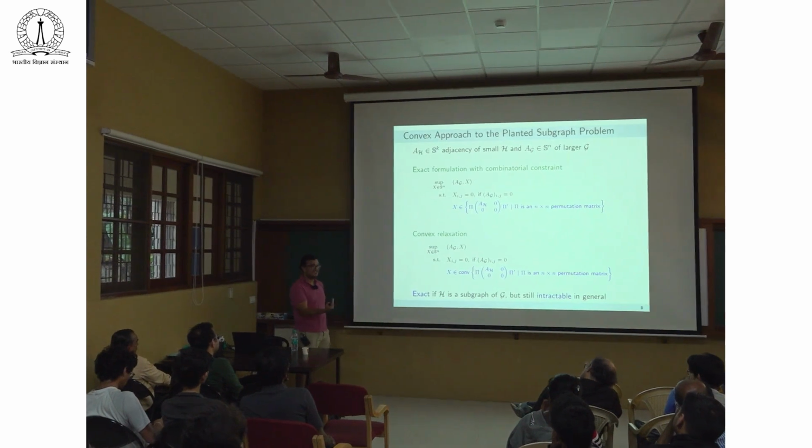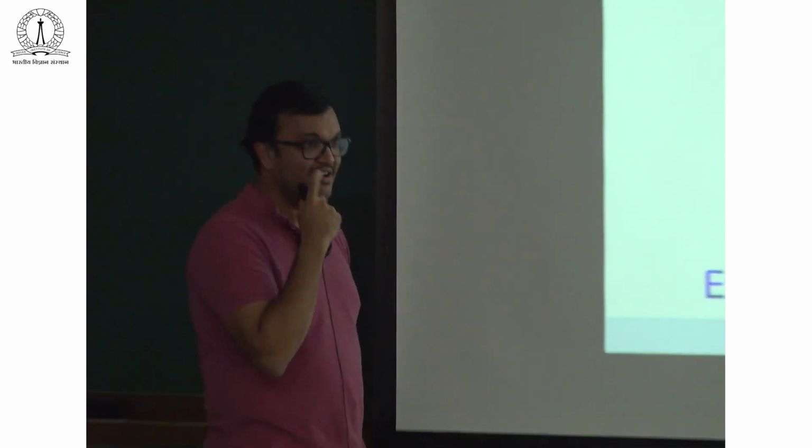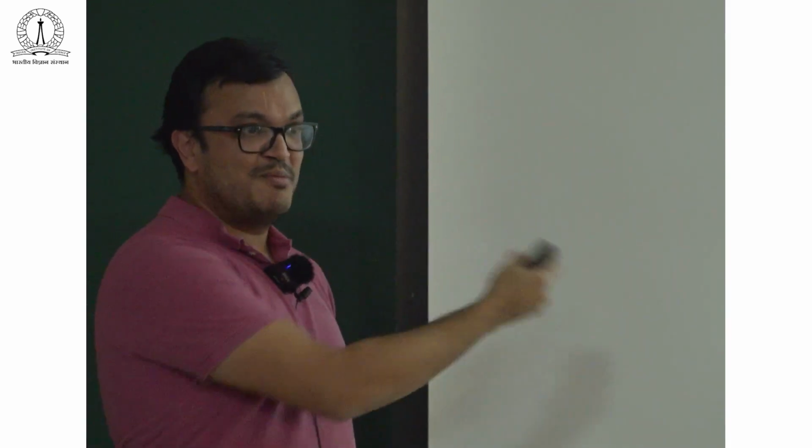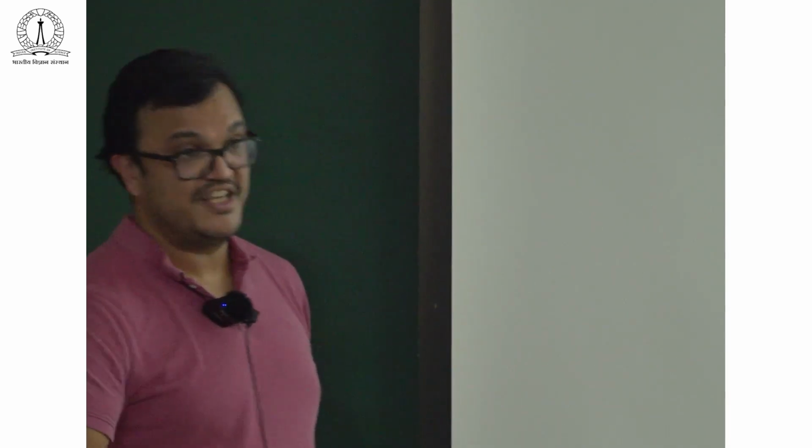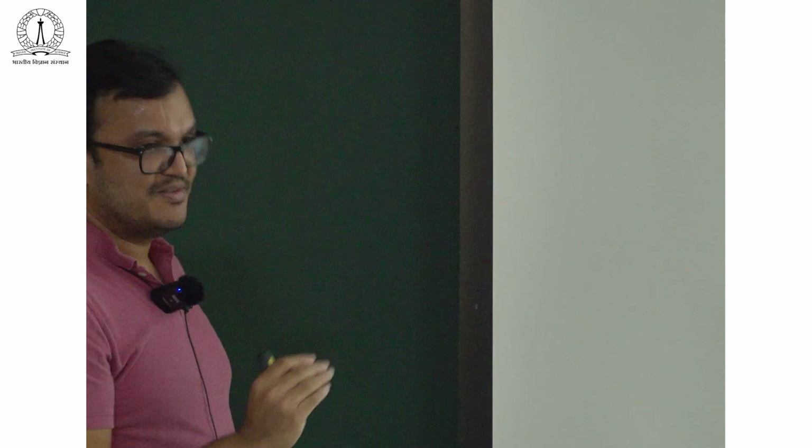Let me state it in terms of proof by contradiction, right? If this were easy, then you'd be able to solve planted subgraph in the yes situation where there is a planted subgraph. You'd be able to identify exactly where H is inside G in general, right? So you should not expect this to be easy in general.